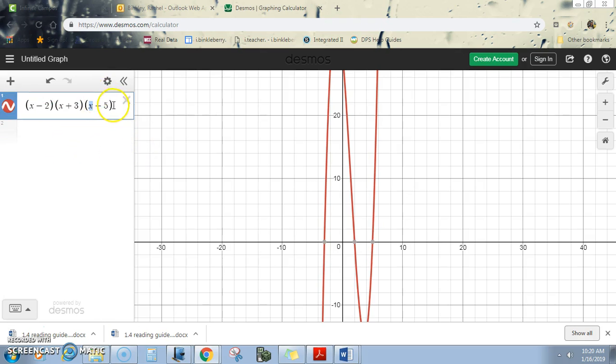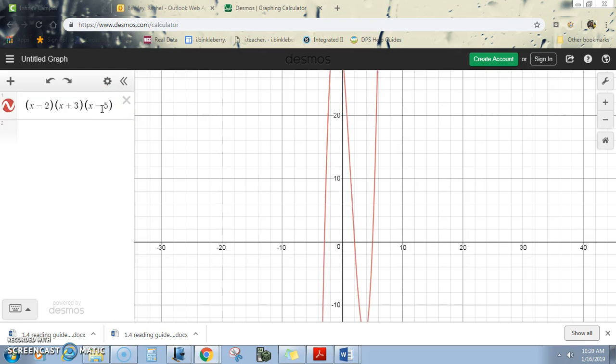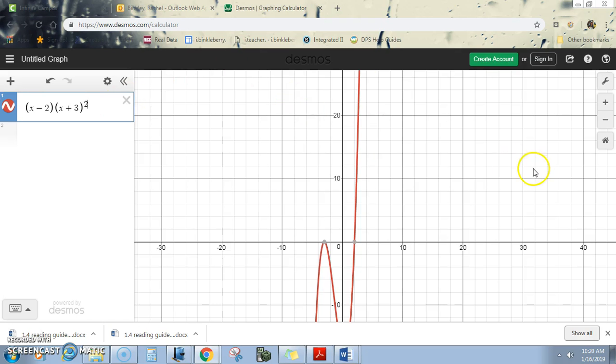But what if I changed this? I'll take away the x minus 5, and if I do that, now I only have 2 zeros, but it's also degree 2, it's a quadratic. But what if I square this second term? If I square that second term, that means that there's only 2 zeros because it's only going to touch negative 3 one time, even though it's a degree 3.